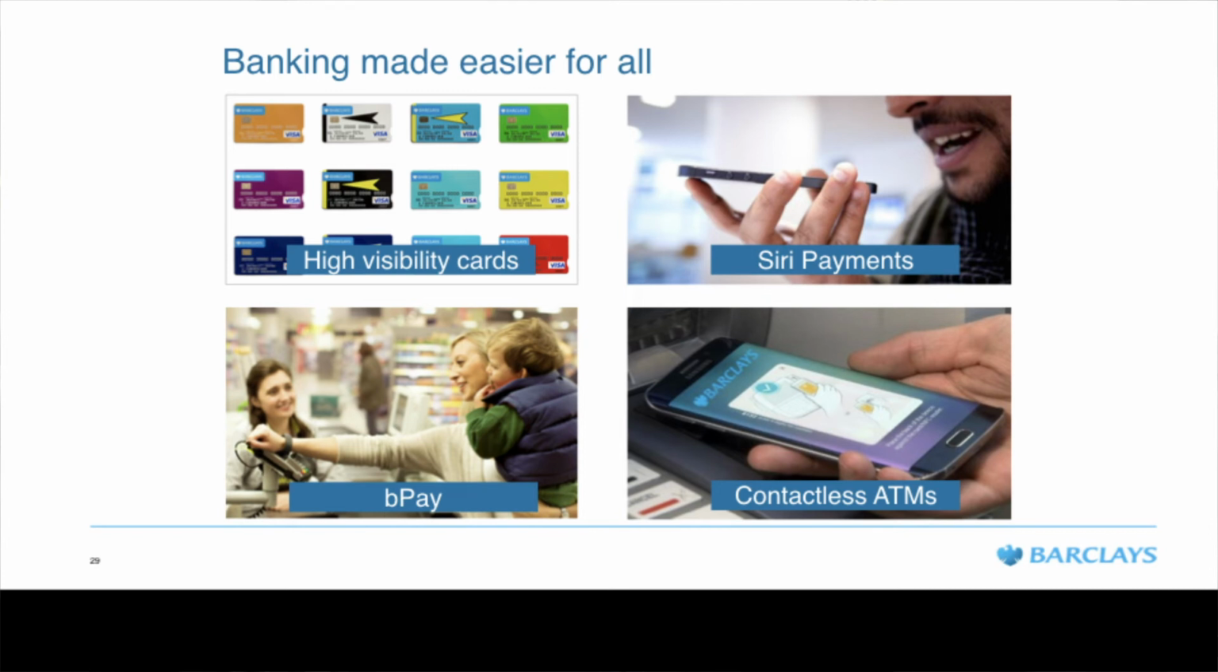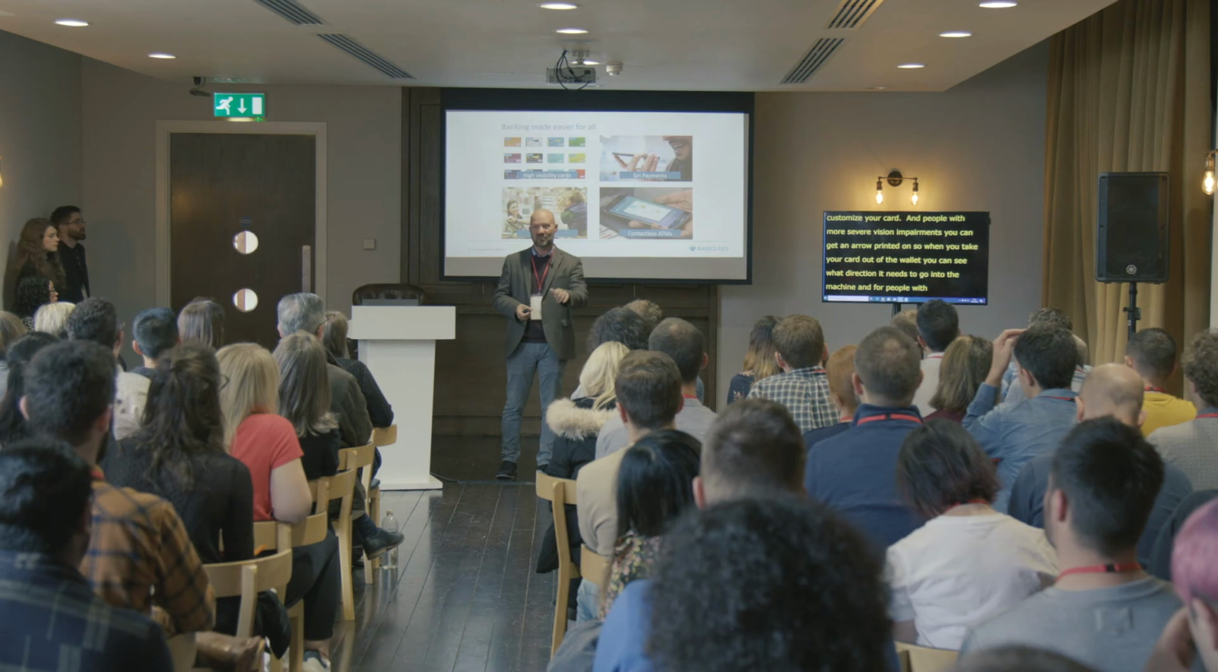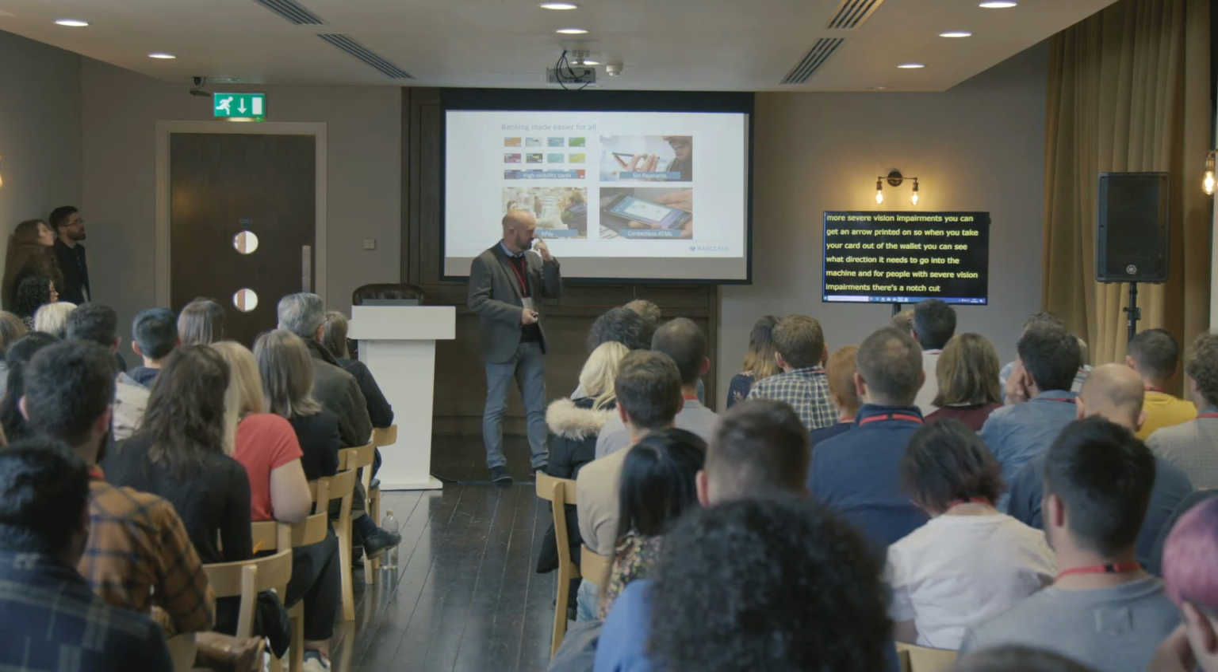And now you can actually customize your card. So you can say, I want a black background with white text. And for people with more severe vision impairments, you can get an arrow printed on, so when you take your card out of the wallet, you can see which direction it needs to go into the machine. And for people with severe vision impairments, there's a notch that's cut out the back of it, so you can actually feel which side the card needs to go into the ATM.